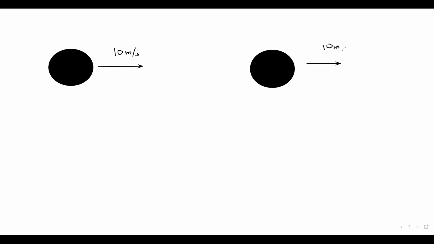So, example: an object is moving with a speed of 10 meters per second, and it reaches a new position with the same speed of 10 meters per second in the same direction, and the time interval to move from position A to position B is 4 seconds. Now the question: is there a change in speed? Yes or no? So there is no change in speed.